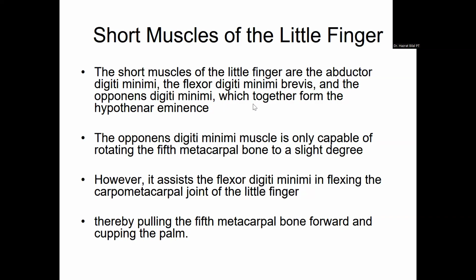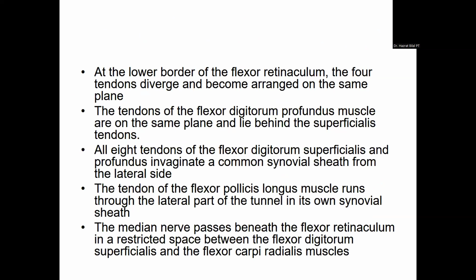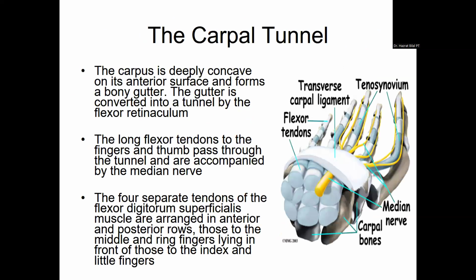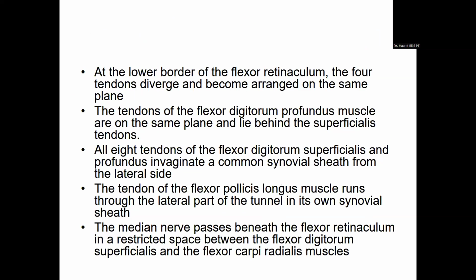So, welcome to the second session, and we were discussing the muscles of the hand and wrist complex, as well as some structures related to the wrist and hand, which are associated with the tendons and muscles. Among them, we discussed the carpal tunnel. Again, carpal tunnel is associated with the tendons, flexor tendon. We have discussed in detail.